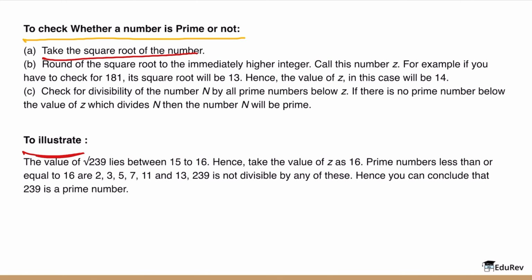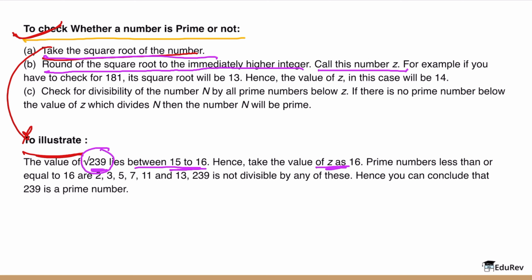There is this illustration which I have given. I'm going to read these steps and, side by side, see the illustration for better understanding. So what are they saying? Take the square root of a number. Suppose the number is 239. I have taken the square root of that number. Then round off the square root to the immediately higher integer. Call this number z. Now 239 lies between 15 and 16, hence the value of z is going to be 16, because you have to call the immediate higher integer z.